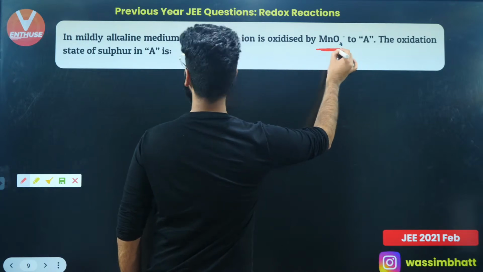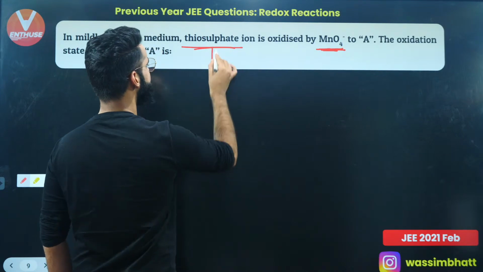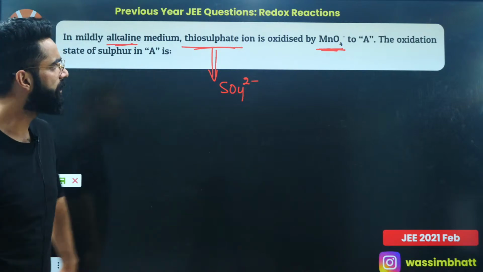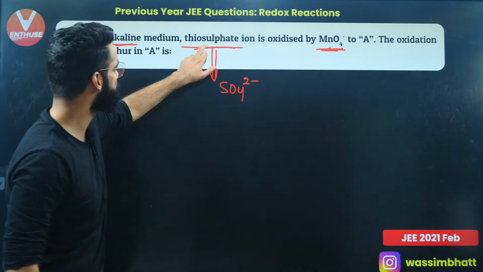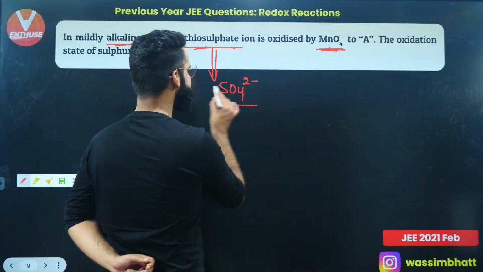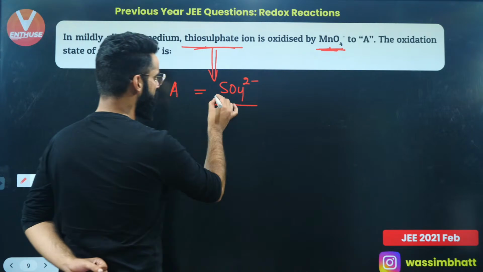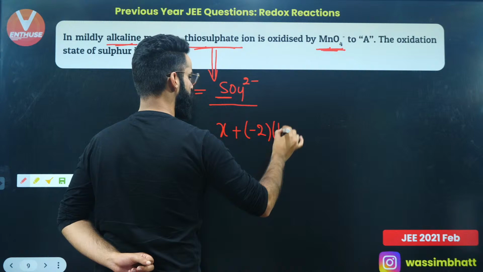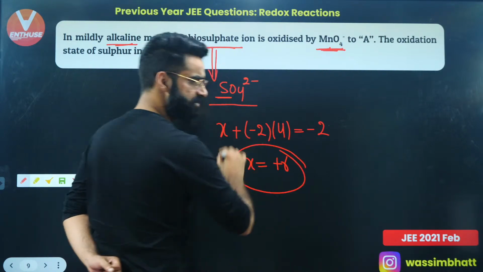Let me tell you, MnO4 negative in alkaline medium converts thiosulfate ion into sulfate ion, right? Do remember this. It converts thiosulfate ion into sulfate ion, SO4 2-. So this A is basically going to be SO4 2-. And in SO4 2-, what is the oxidation state of sulfur? Let's assume it as X. Oxygen shows -2 oxidation state, 4 oxygen atoms, net charge -2. The value of X comes out to be +6. So +6 is going to be the answer to this question.